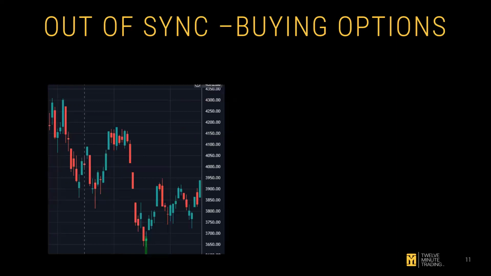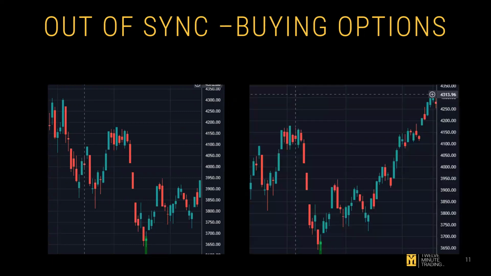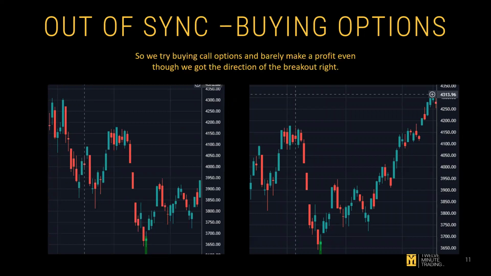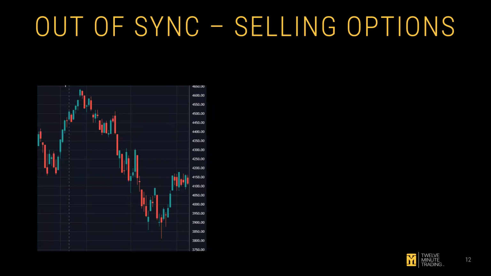And then if we say, well, let's buy some options, we're looking for the breakout above 39.50. We take that breakout above 39.50. We buy a call option, but we barely make a profit, even though we got the direction of the breakout right. We even timed it right, and we're barely making money. Why is that?